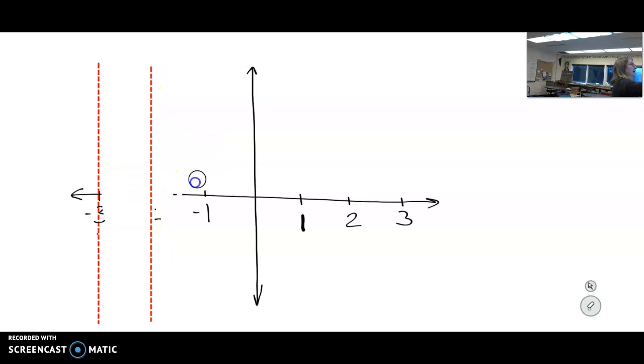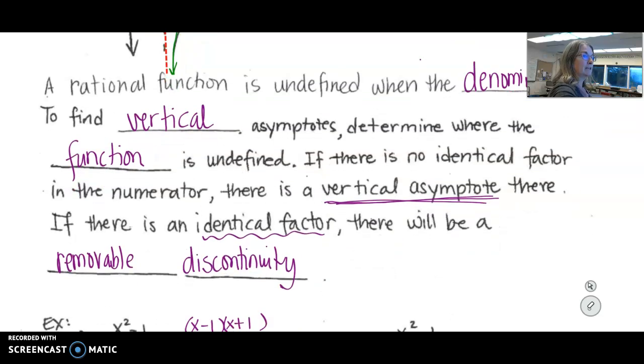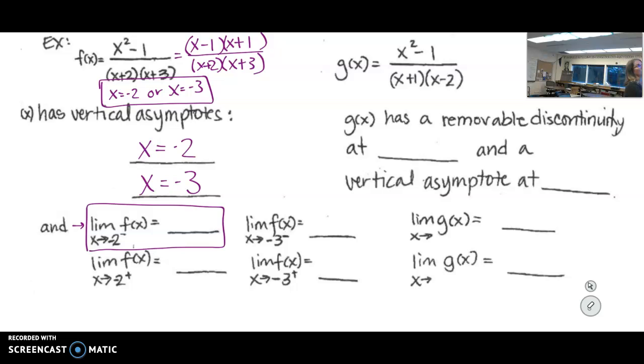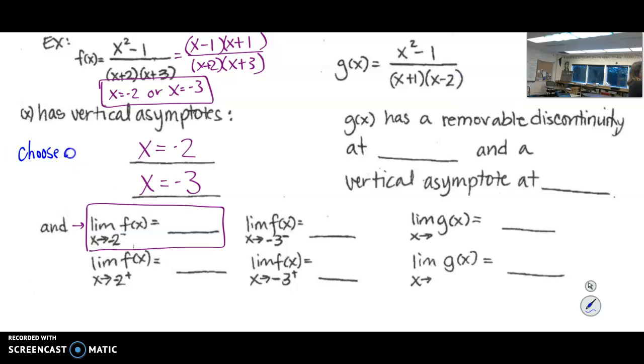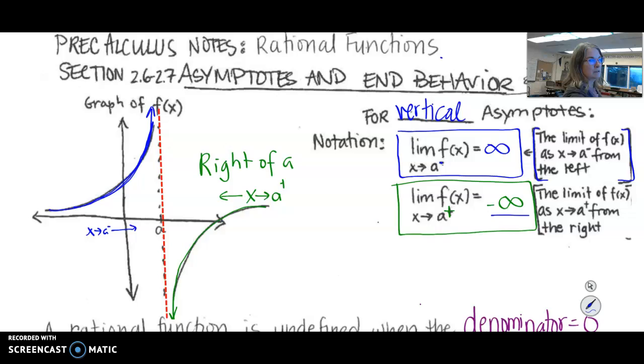So let's do that. Again, it's either going to go to positive infinity or negative infinity. So what we can do is choose a value of x that's close to -2, but less than -2. Now, if you think about this, the negative can cause errors here. So let me show you what I mean.